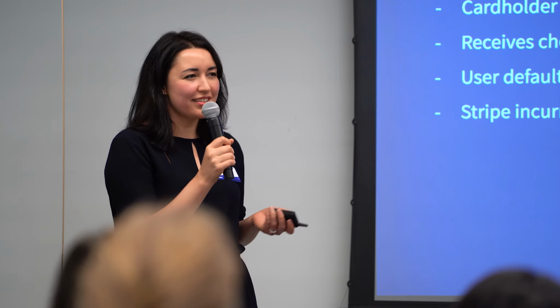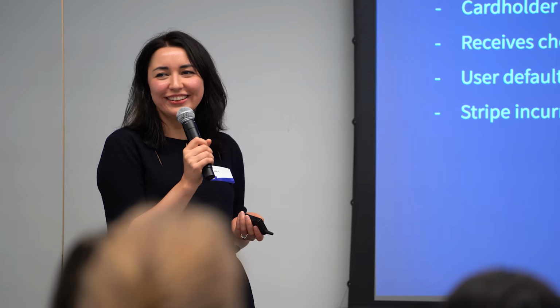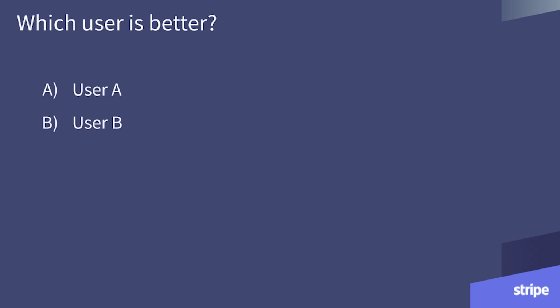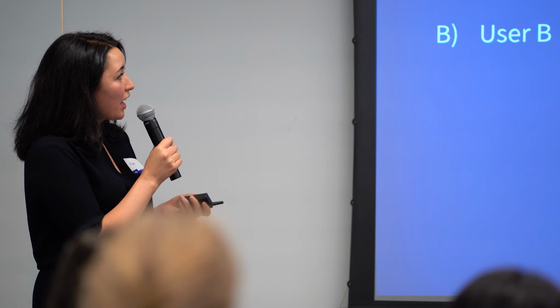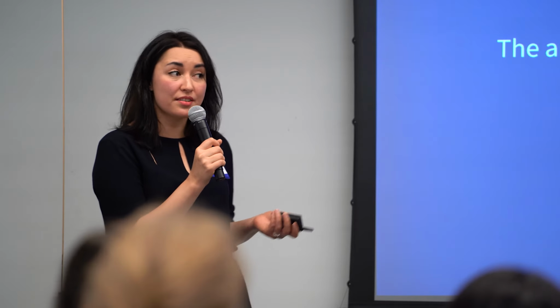Okay, I can see A. No? Okay. So that was a trick question again, because I made this example such that both users are equally attractive to Stripe. Now, you may wonder, how is that possible? One of them has losses and another one doesn't. The answer is modern portfolio theory.